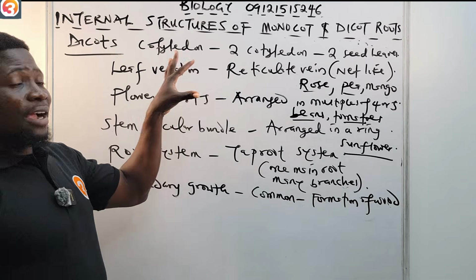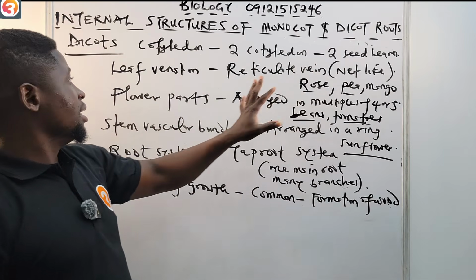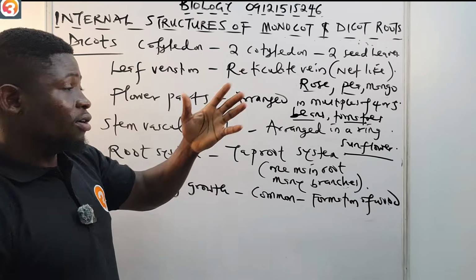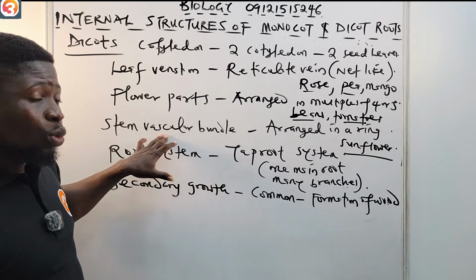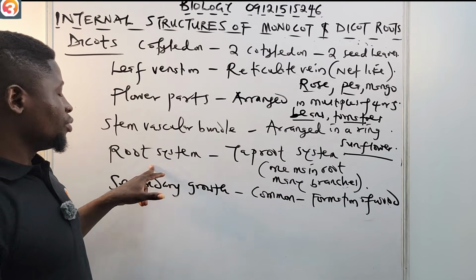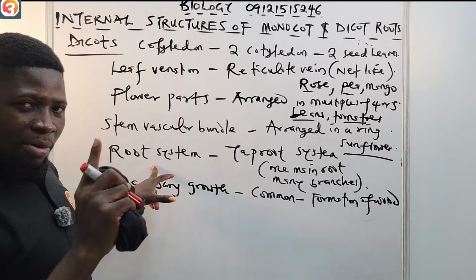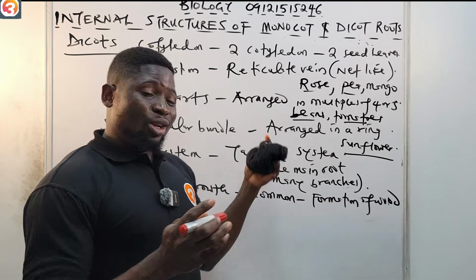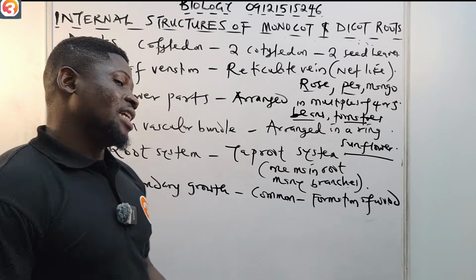So please take note of these characteristics. Dicotyledons have two cotyledons or two seed leaves. Leaf venation is reticulate. Flower parts are usually in multiples of 4 or 5. Stem vascular bundles are arranged in a ring. The root system is a taproot system, one main root with several branches. Secondary growth is very common, unlike the monocot, where it is absent.